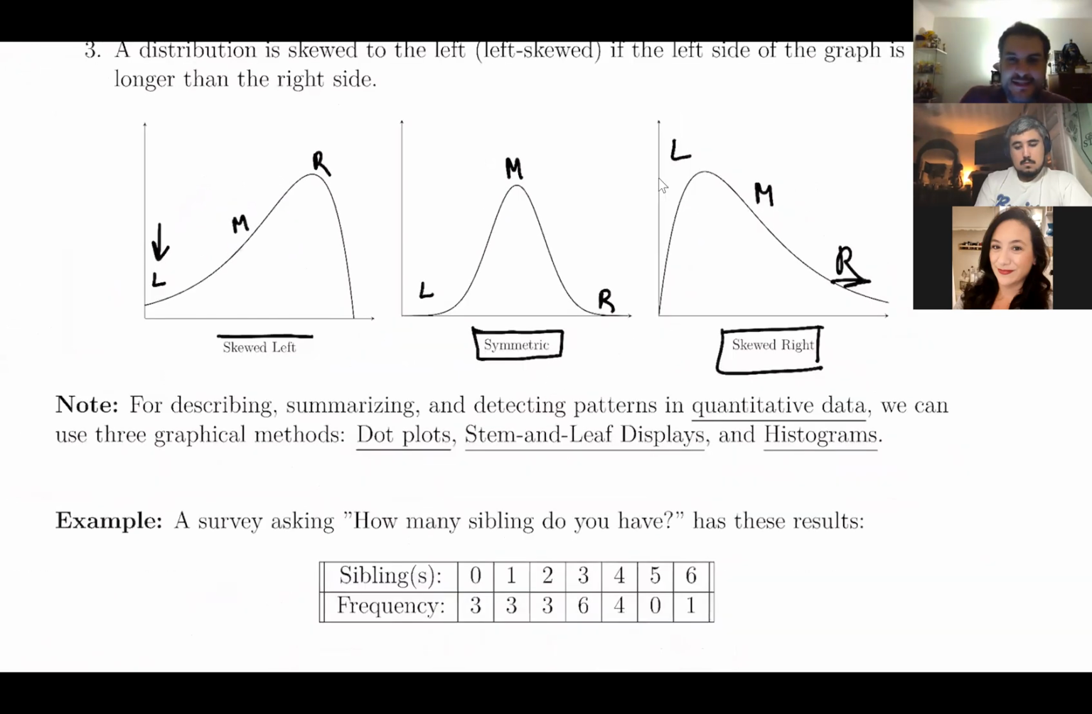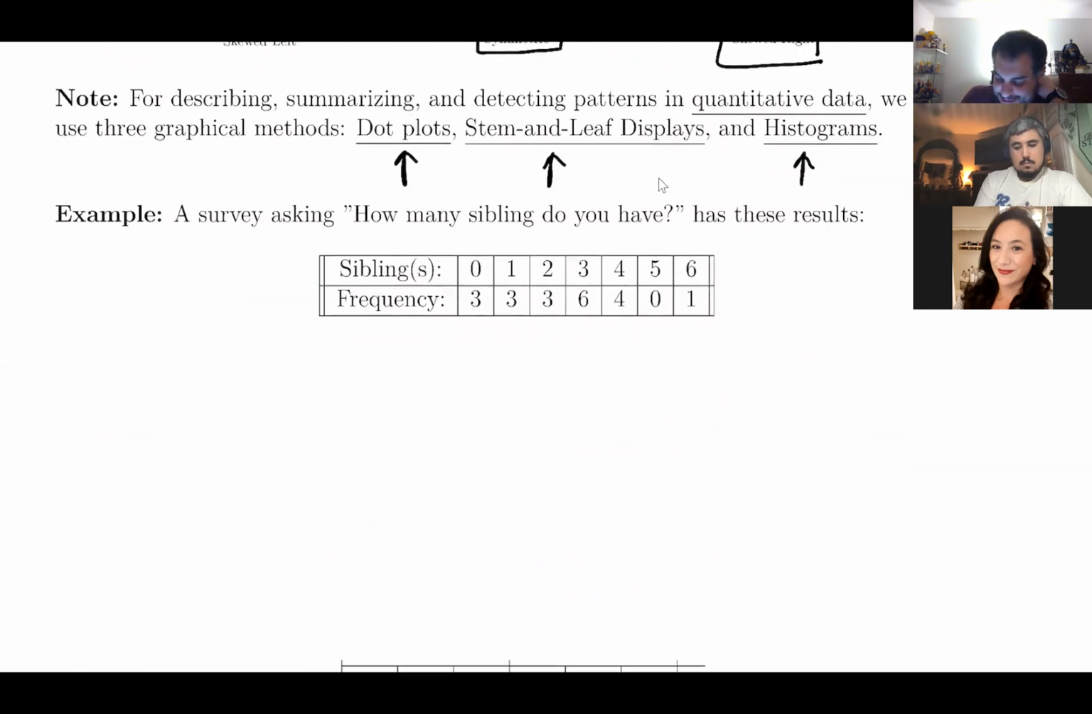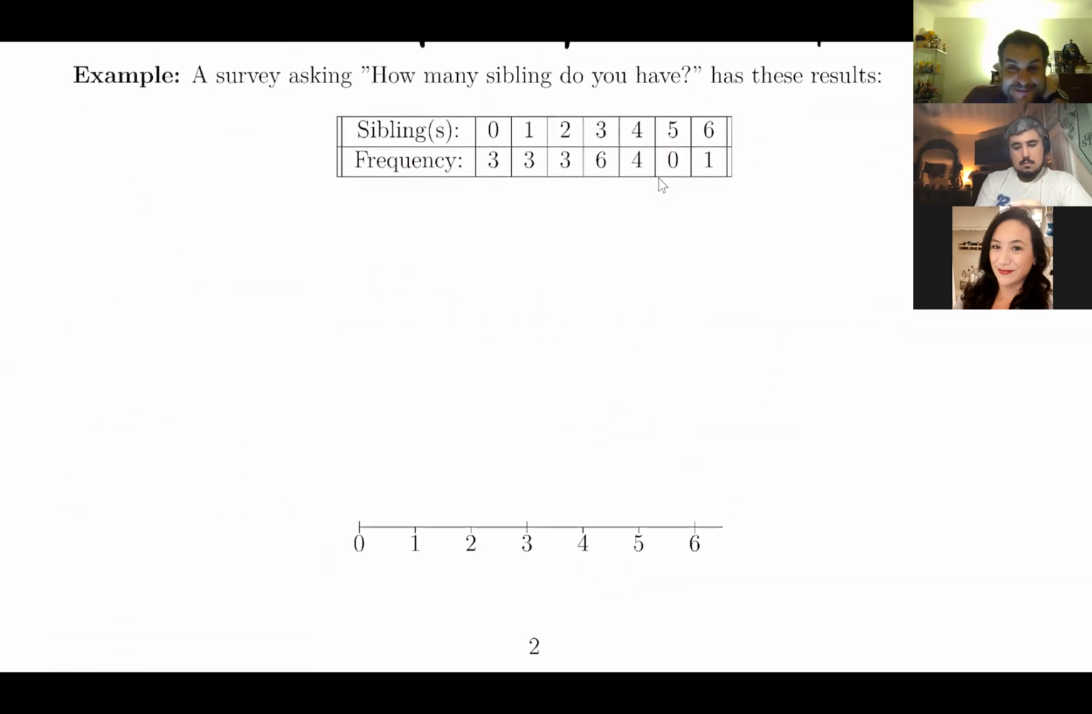All right, in this section we're going to be going over a dot plot, a stem and leaf display, and a histogram. These are the three graphical methods that we're going to learn for this section. The one we're going to start off with is the dot plot, probably the easiest one. Well, hopefully the easiest one.